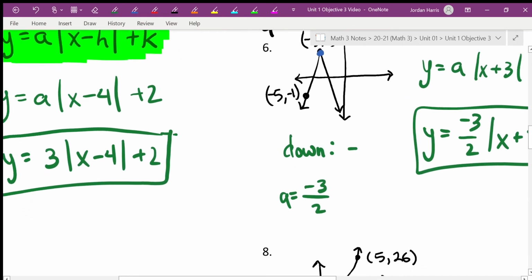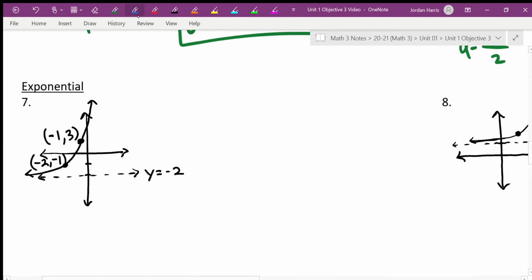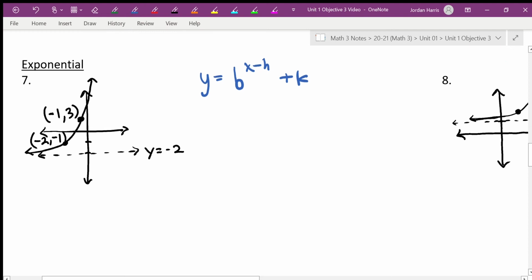Okay. And then we get to our last one, exponential. So we have y equals b to the x minus h, plus k. Remember, it's not technically in parentheses, but this one up in the exponent, that is our left-right shift. That's why it has the h. Okay, so I'll highlight that because that's going to be an important one.